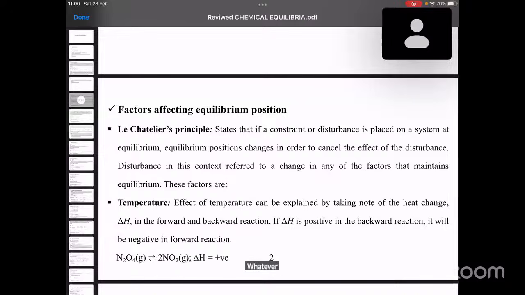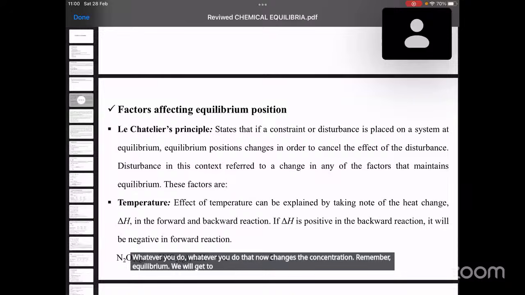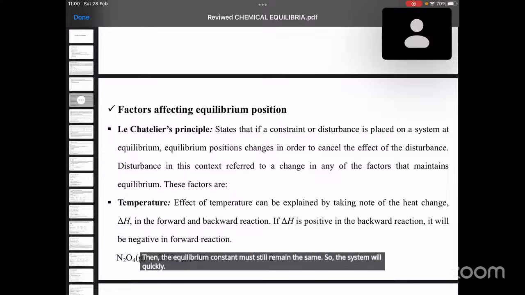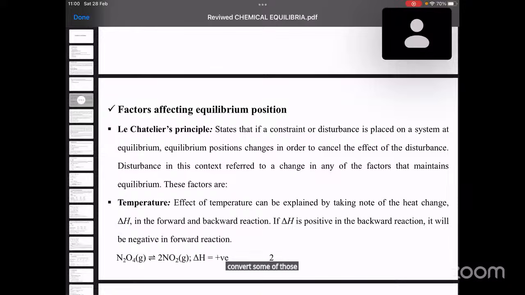Whatever you do that now changes the concentration, remember, equilibrium, we will get to the formula. There's a way you calculate the equilibrium constant, and it depends on those concentrations. Now, you introduce a concentration on one side, you've now cheated on behalf of one side. Then the equilibrium constant must still remain the same. So the system will quickly convert some of those things you introduce into the system onto the other side so that the equilibrium constant can remain the same.